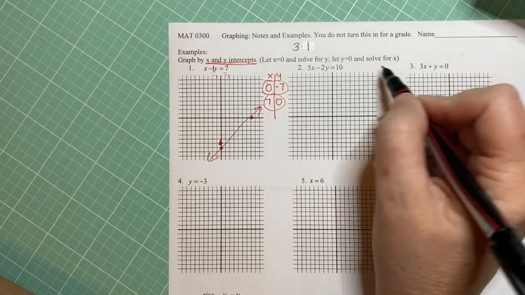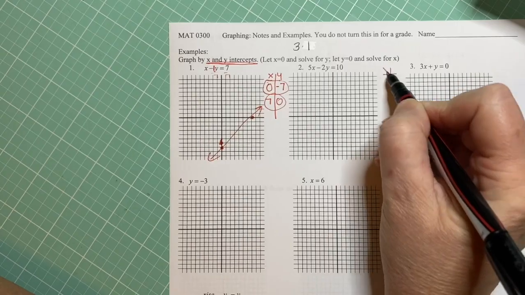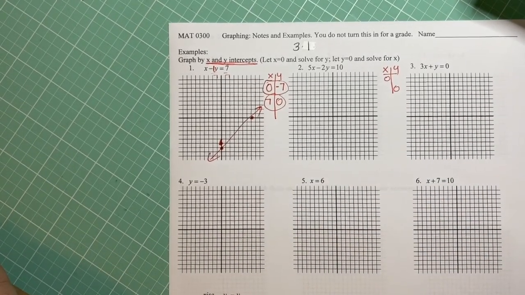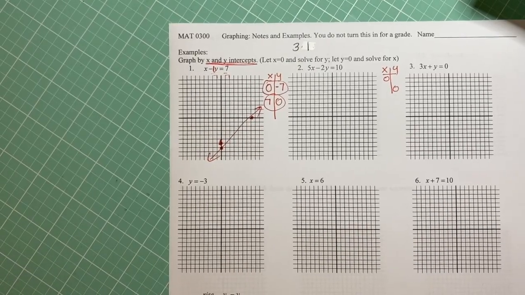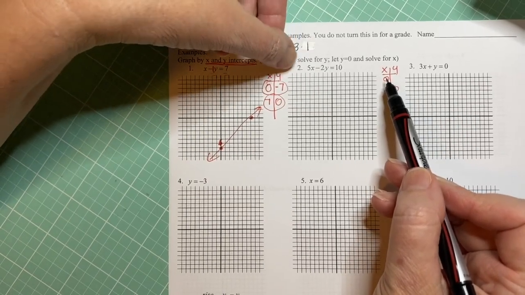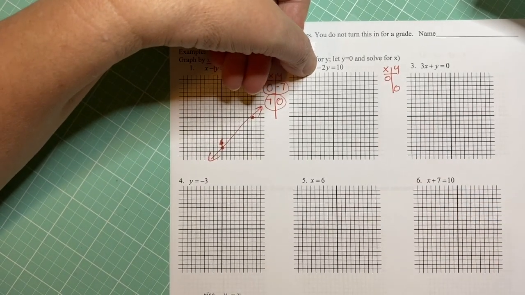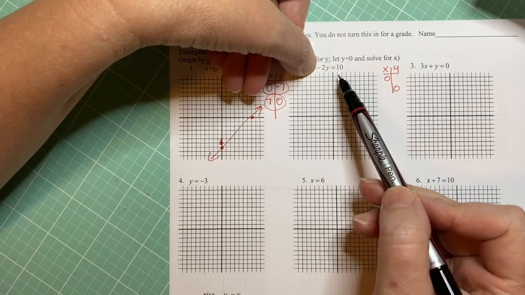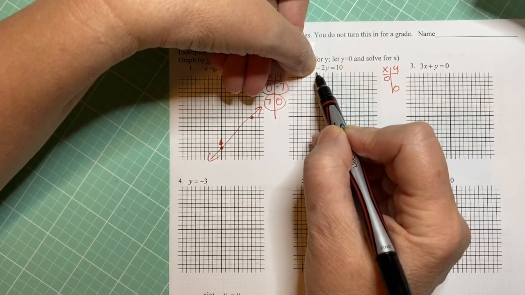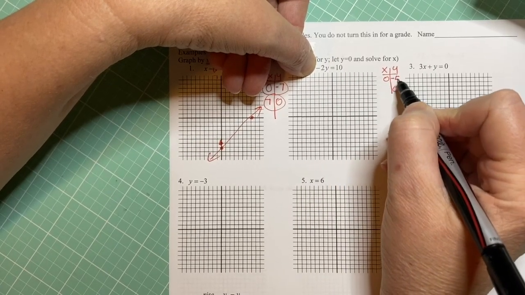Okay, let's try another one. Again, we're graphing by x and y intercepts, so we're going to do our x, y, and our 0 and our 0. So that's how you start it, knowing we're going to plug in 0, 0. And so we're first going to say, when x is 0, do you see 0 is in the x column? I'm going to cover up the x. And you see I have left negative 2y equals 10. So I'm going to say 10 divided by negative 2 is negative 5.